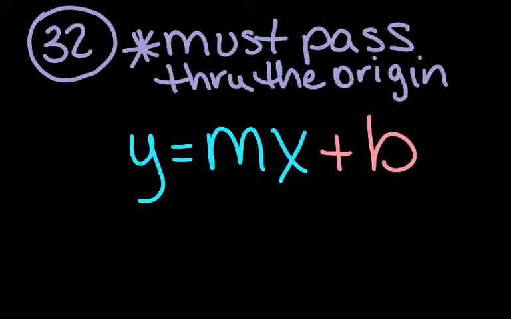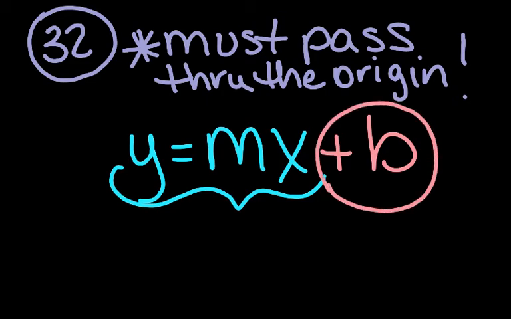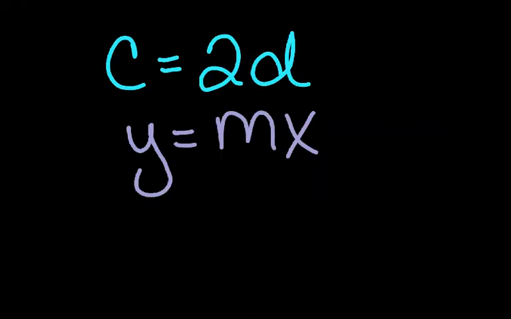Number 32, which equation represents a non-proportional linear relationship between the variables? Okay, just remember for an equation to be proportional, it must pass through the origin. Please make sure you write that. Please make sure you remember that. If you look at the blue part on our y equals mx, that would make an equation pass through the origin. But as soon as you add the plus b, the y-intercept, it no longer is going to pass through the origin. It's going to pass through whatever number that is. So that makes it non-proportional.